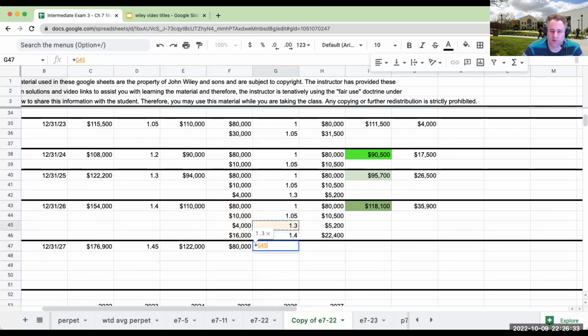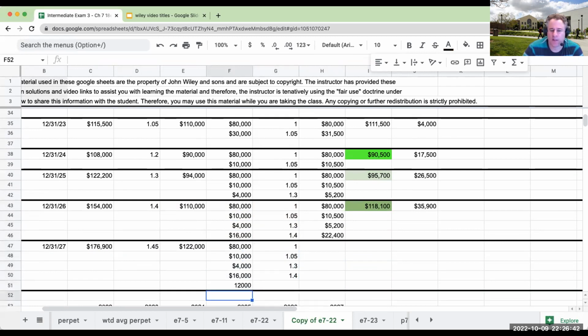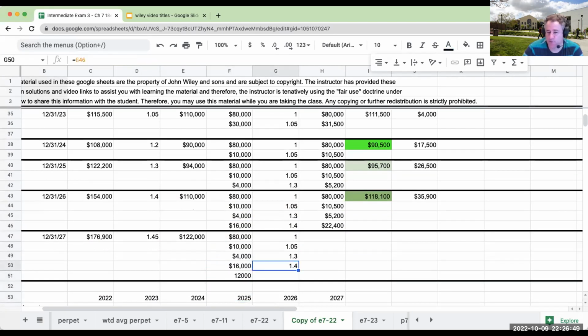So what I'm going to go ahead and do is bring down what I had before. I'm going to go ahead and add this 12,000. When I add 12,000, this now equals 122, which is what I want. For my price index, for the 12,000, I'm going to use my current year price index at 1.45 over here.